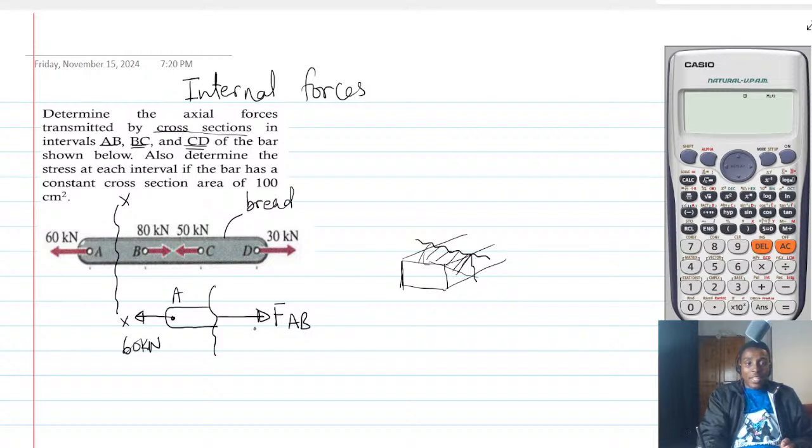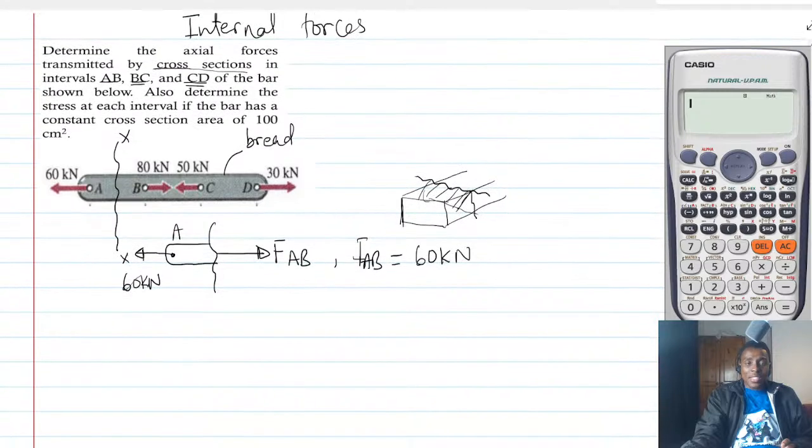And the direction of the internal force will always make sure that it will balance the forces. What do I mean by balancing? Now, if you do a check on this by summing the forces, what is FAB? FAB will be 60 kilonewtons from equilibrium. Why is FAB 60 kilonewtons?